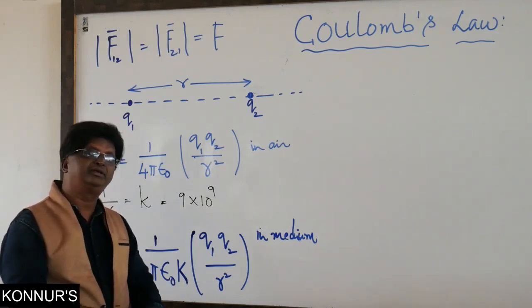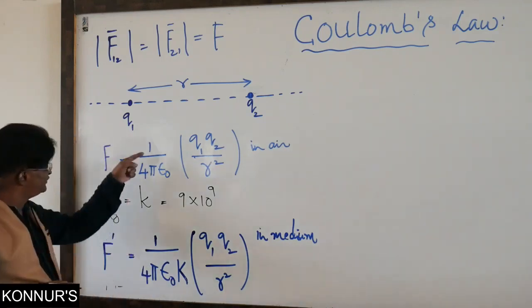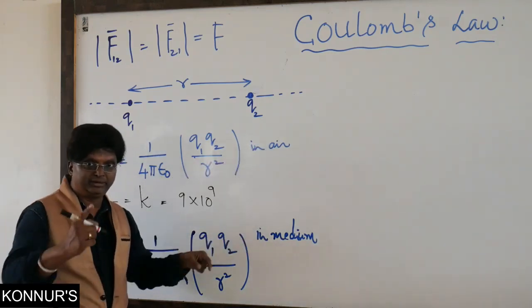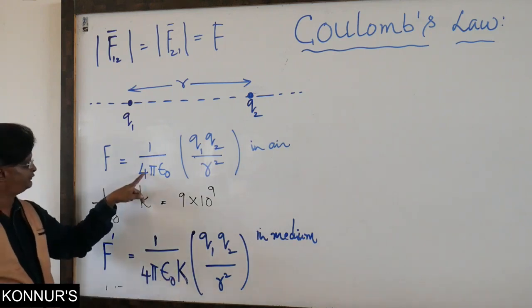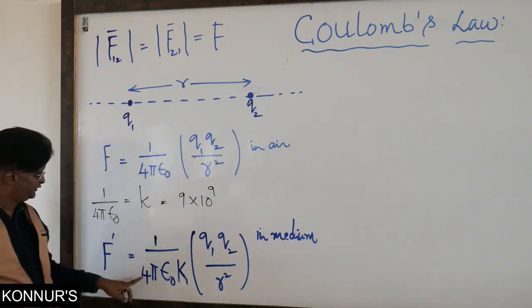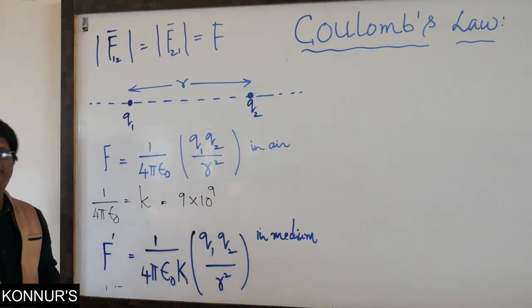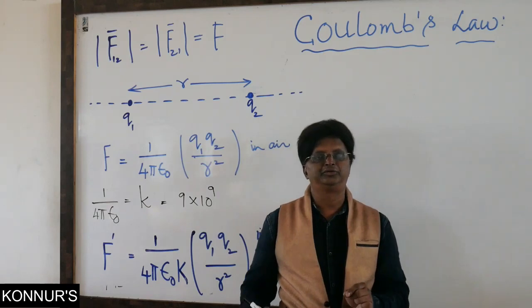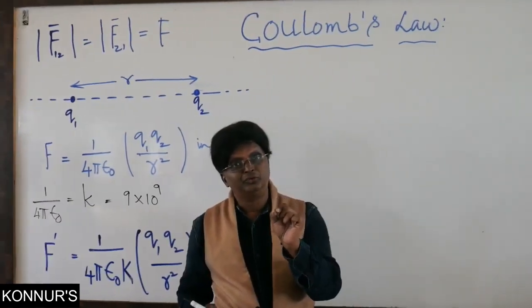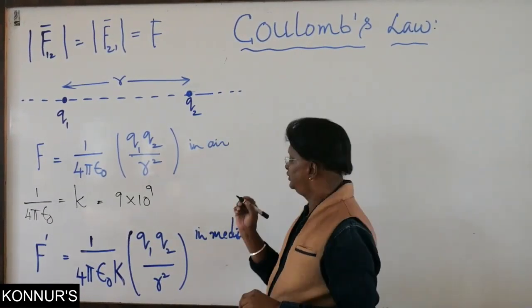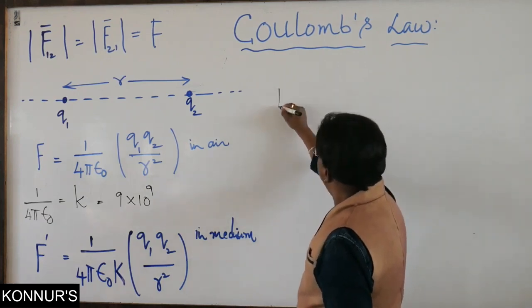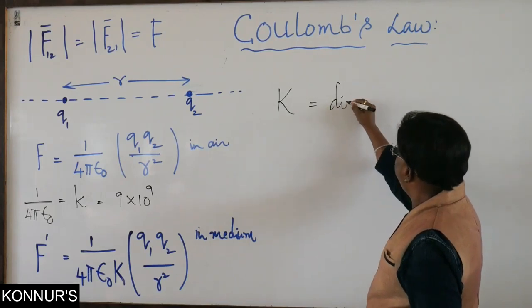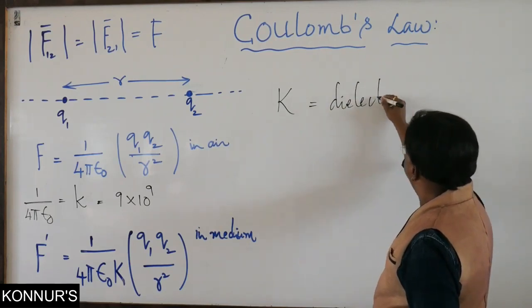Now what is the difference that you found? The difference between the two, F and F dash, air and medium, is in the denominator term. Here it is 4 pi epsilon naught, and there it is 4 pi epsilon naught times capital K. What is that capital K? Now we introduce one more new parameter. This capital K is what is called the dielectric constant.